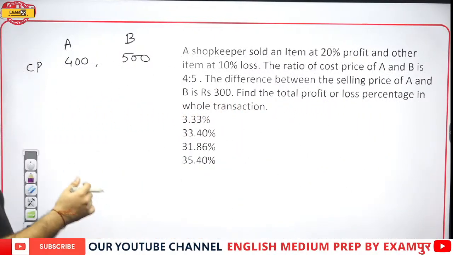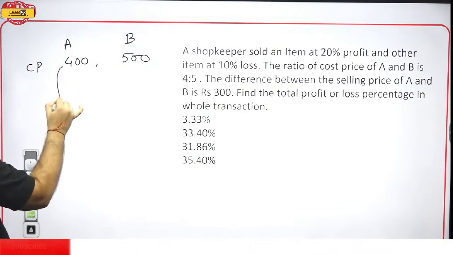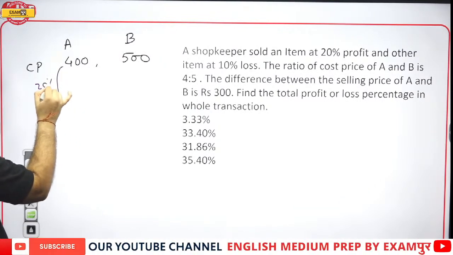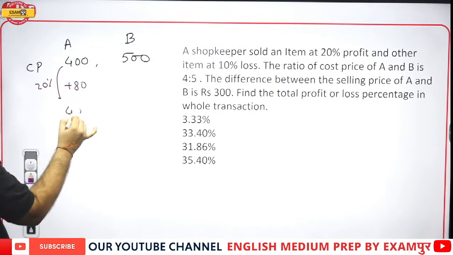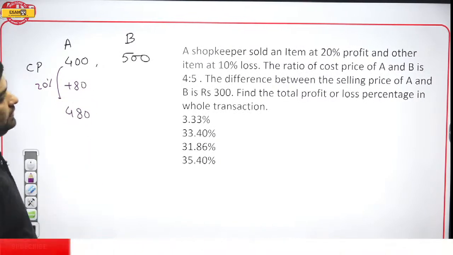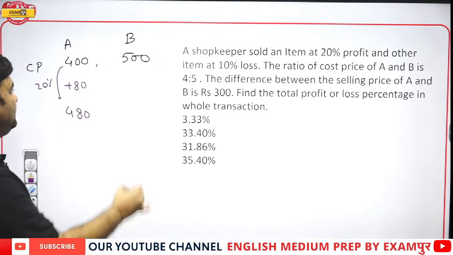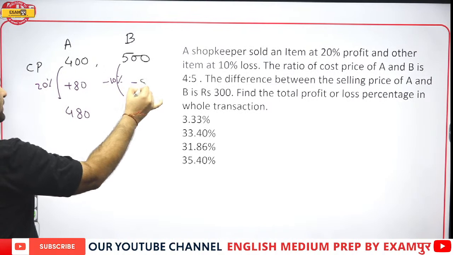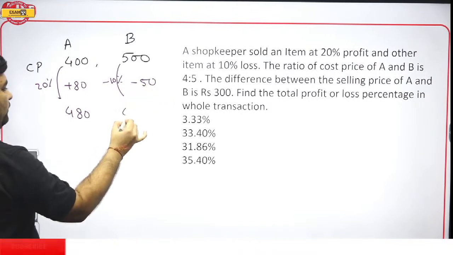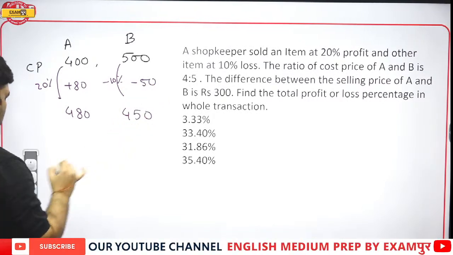So the first is sold at 20% profit. 20% of 400 is 80. It is sold for 480. The second is sold at 10% loss, so 10% loss is a loss of 50. So it is sold for 450.